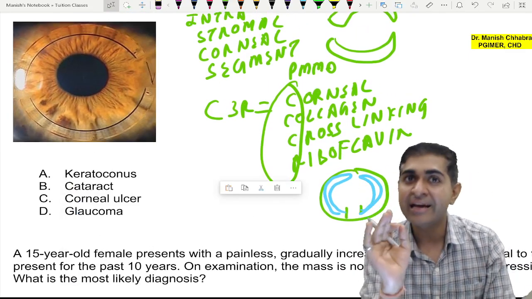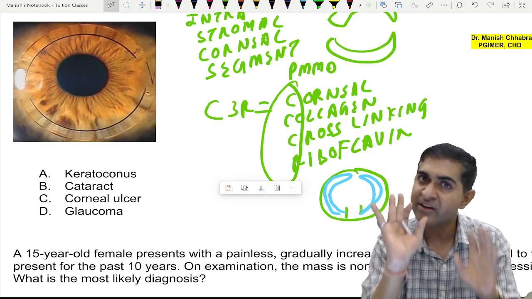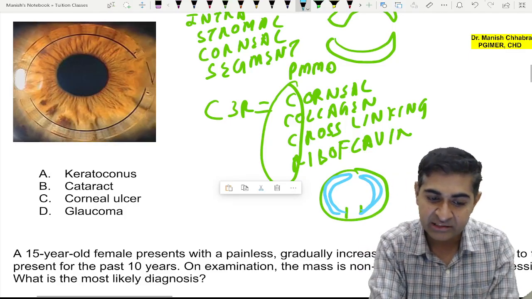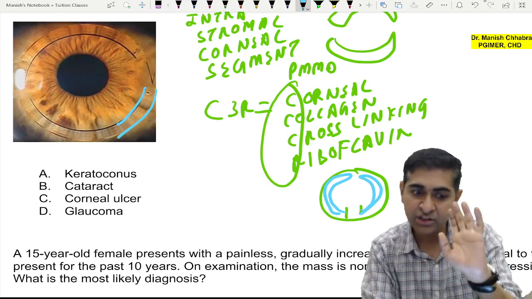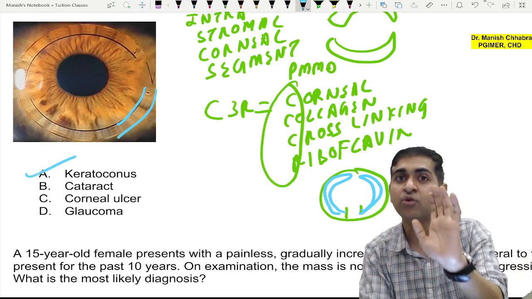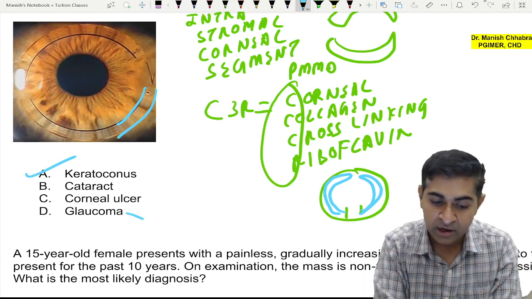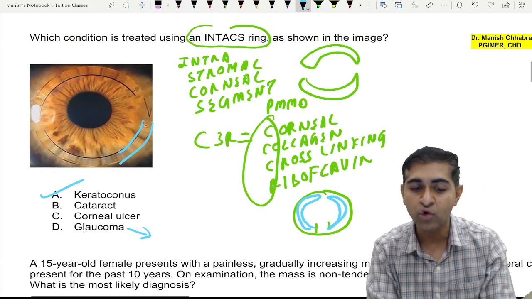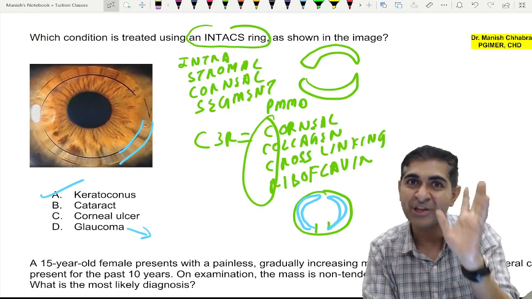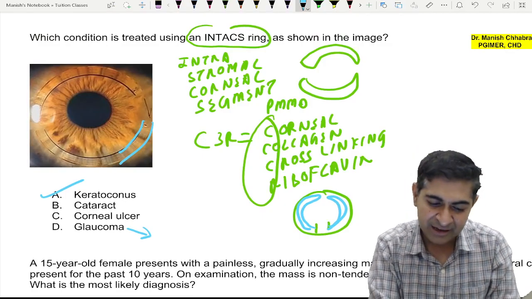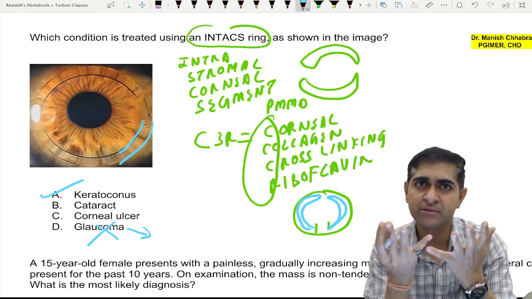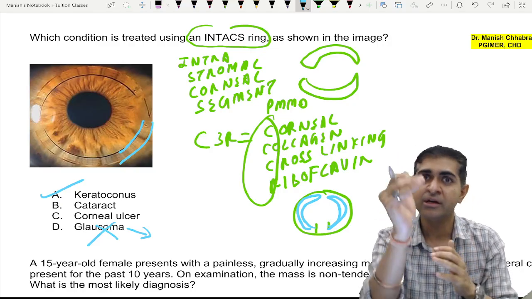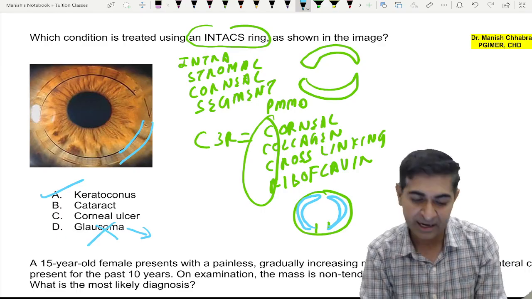But let's eliminate the options one by one. We know that this is intacts. Can you appreciate the semicircular rings? So the answer is of course keratoconus, but we want to eliminate the option glaucoma. Why in glaucoma would you put something in the cornea? Not possible, right? It is not a valid image if we are thinking of glaucoma.